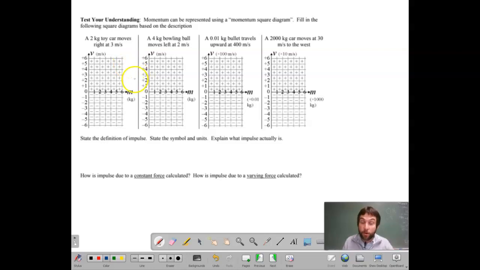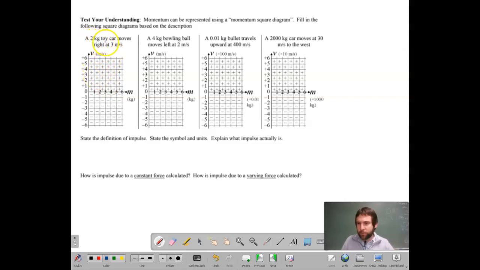Now let's test our understanding. All right, so these momentum square diagrams, you're not going to be asked about these in any way, but they are really useful in understanding where momentum is, where it goes, and what it is.